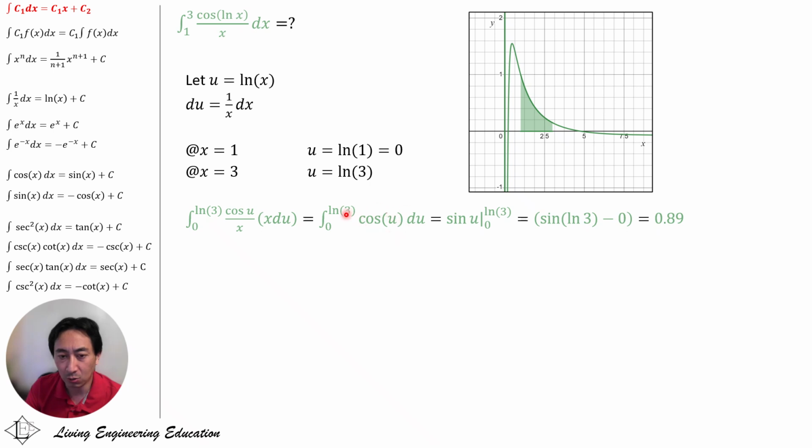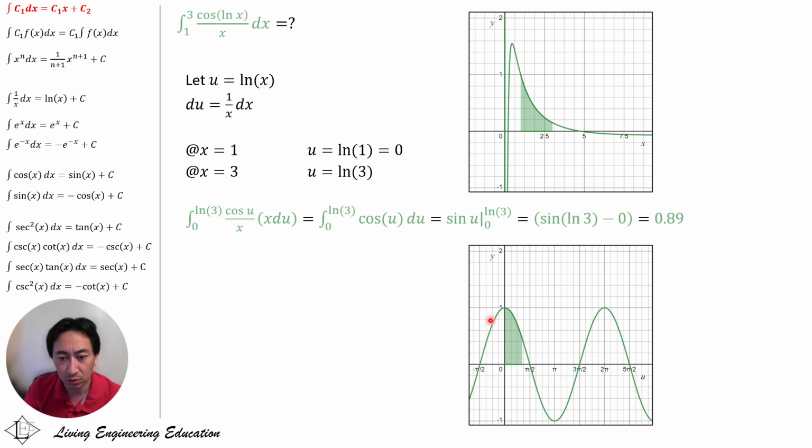Then we take the integral of cosine u, and it's sine u. So sine u at natural log 3 minus sine u at u equals 0. Sine u at u equals 0 is just along the positive x-axis, so that gives you a y value of 0. So sine of natural log of 3, punch it in your calculator, you get 0.89. If we graph cosine u, we get that graph. We're familiar with that, and the limits from 0 to natural log 3 are shown here.